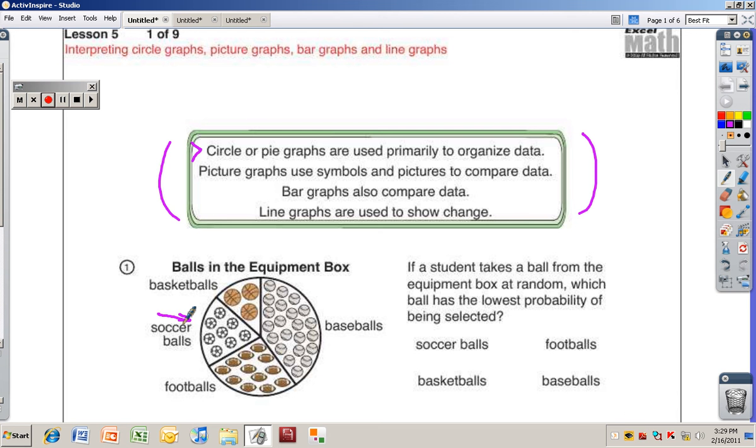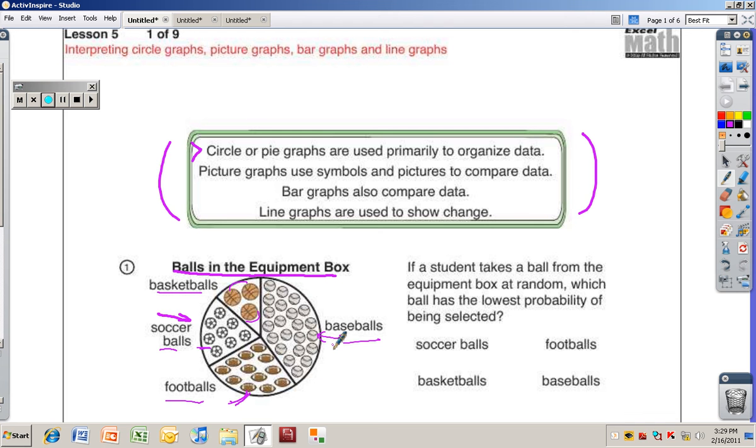So let's take a look at our first pie graph or circle graph here. It says at the heading of the graph, balls in the equipment box. And so we know that that is what this pie graph is all about. And then we have basketballs. You can see that it has a picture of 3 right there. Soccer balls, quite a few more. Footballs, even more. And then baseballs, the most of all.